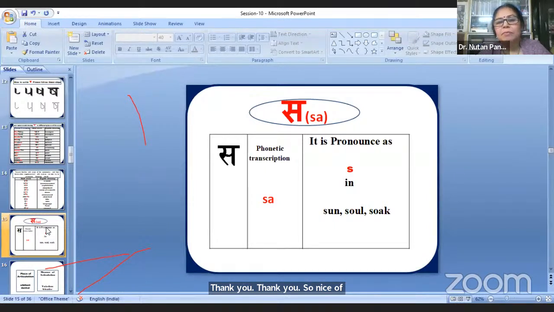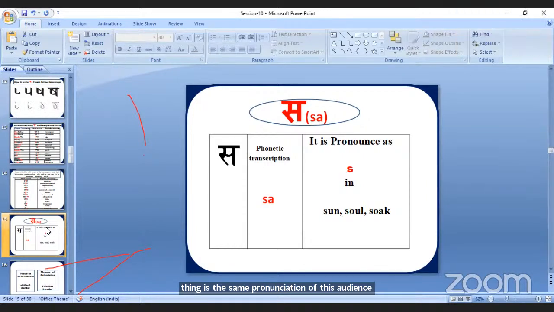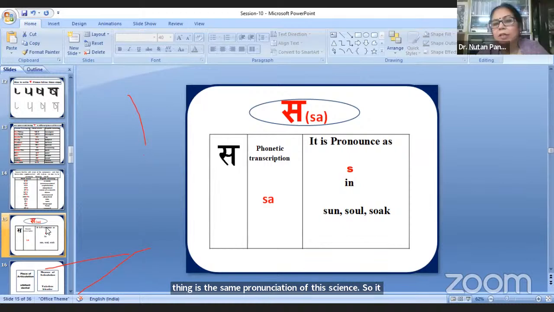Next consonant is very commonly used in Hindi, and it is also sibilant, and it is pronounced as s in English. You see it in these words: sun, soul, soak. The same pronunciation of this s. It is a dental sound, and it will be pronounced with the help of the dental position.